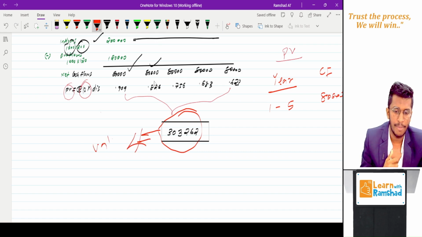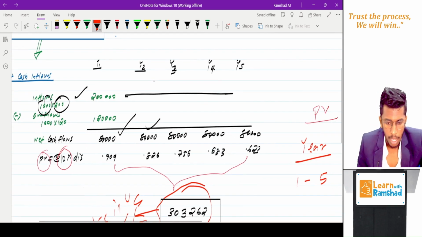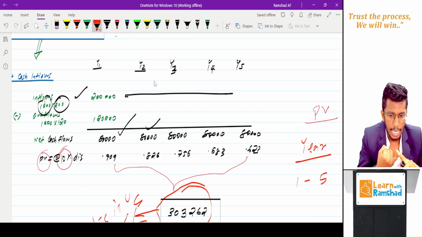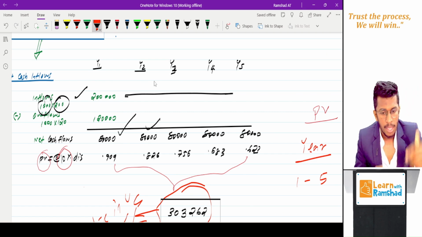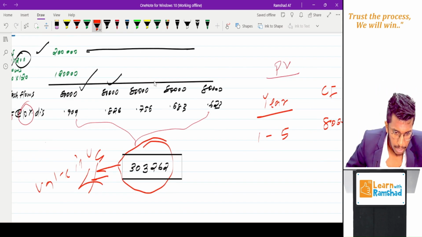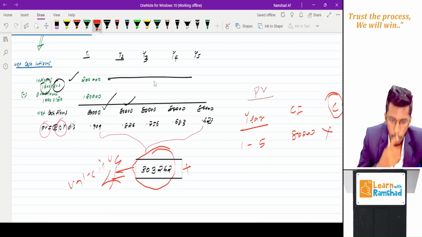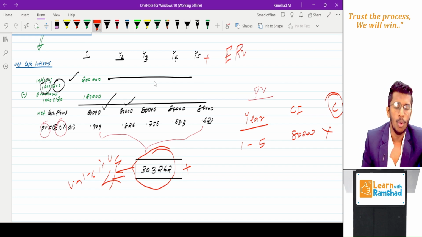But wait, we have an addition. Remember, we take the net cash flow from usage in every year. So as of now, we said value in use is equal to the present value of cash flows for the remaining life. But along with this amount, we have to add a terminal cash flow, or let's say estimated residual value.